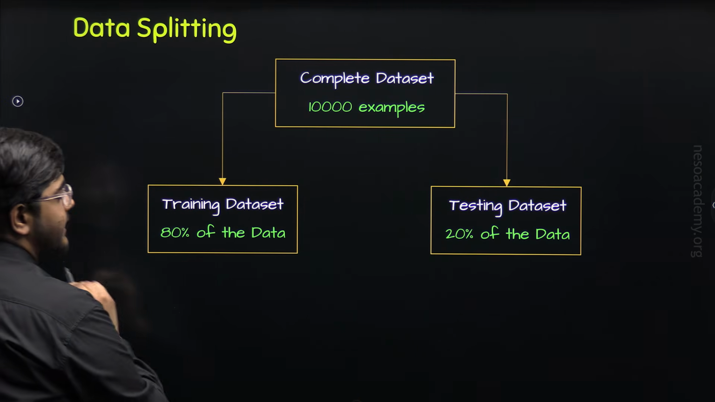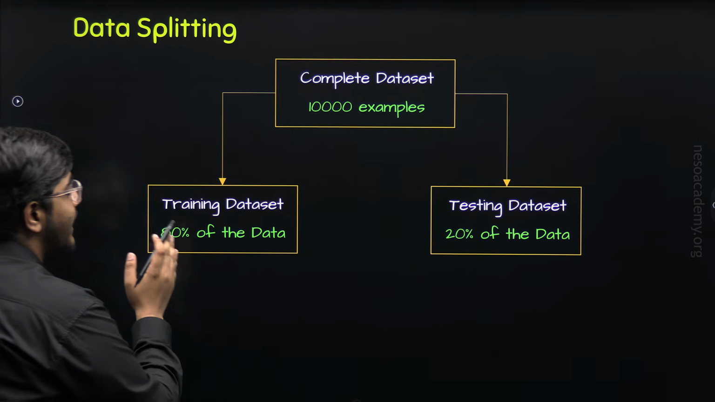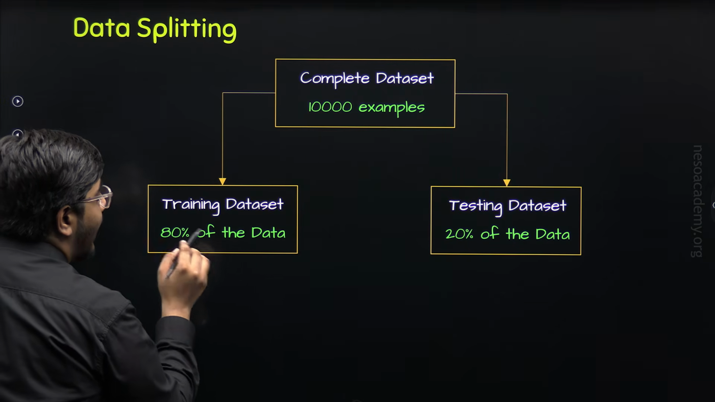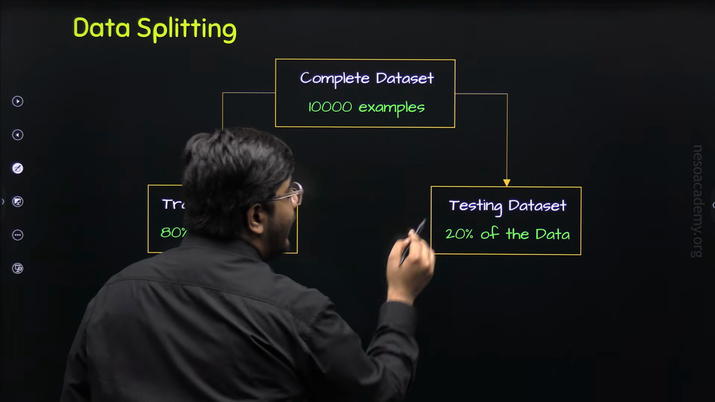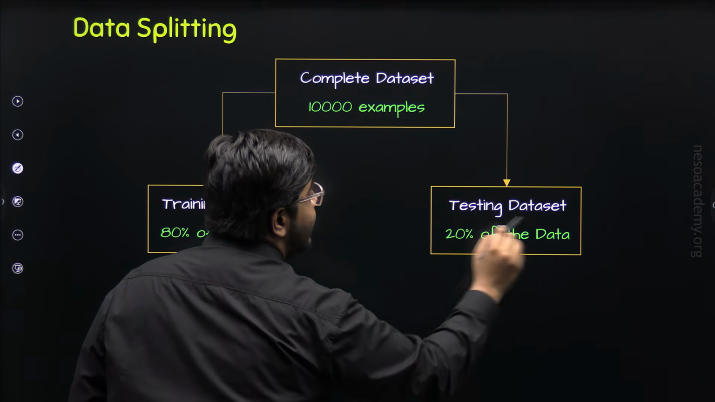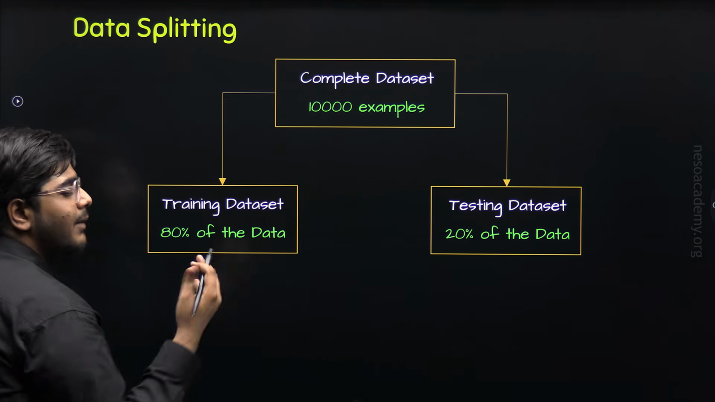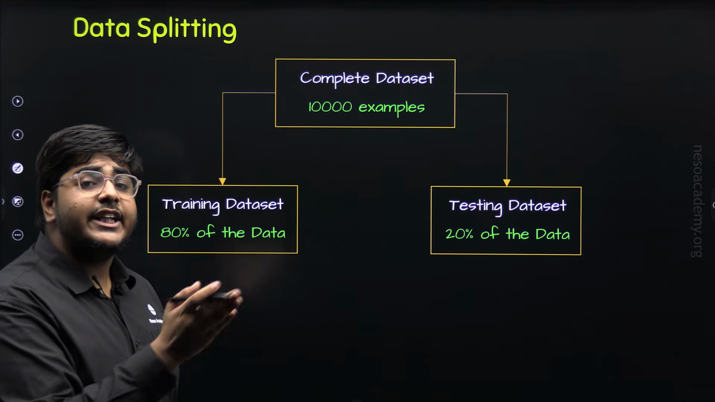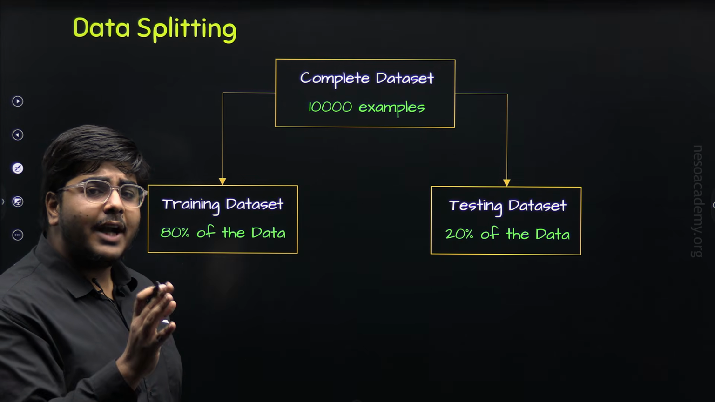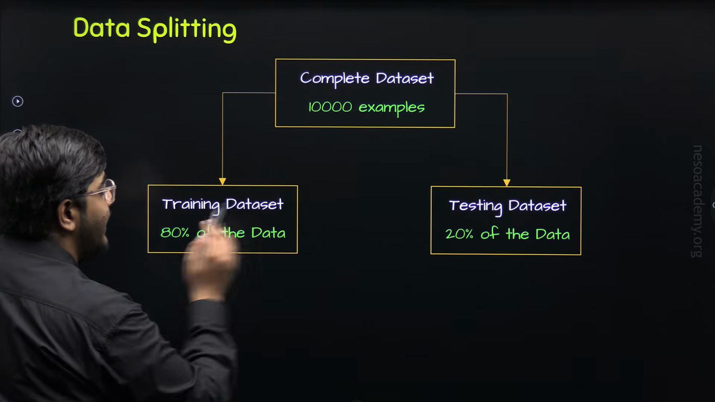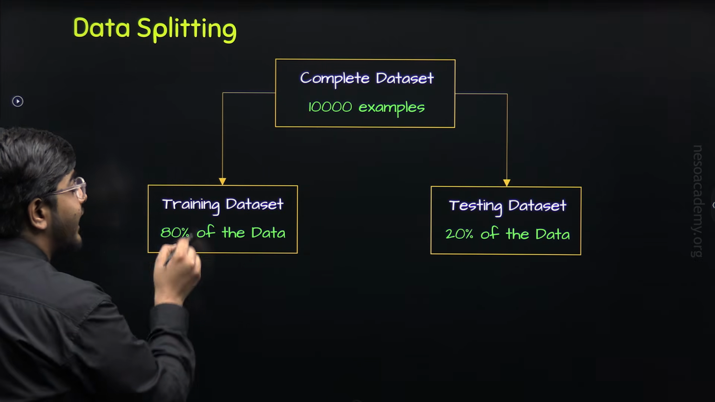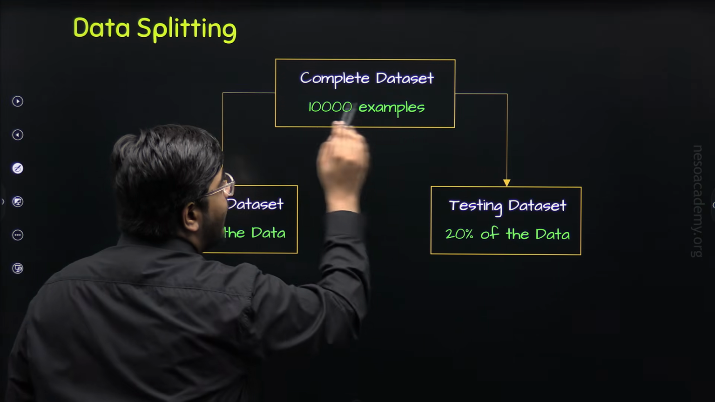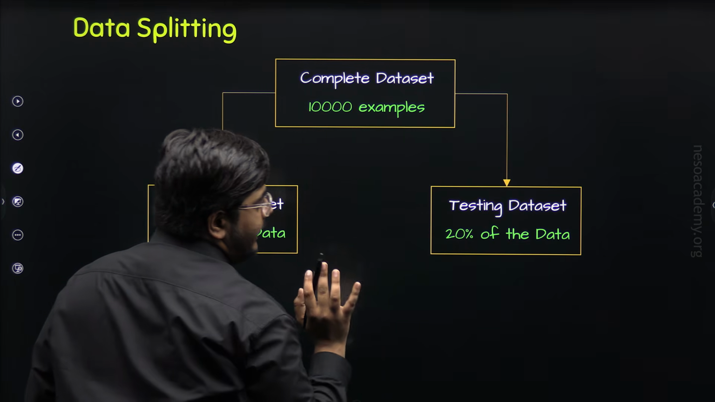Now what is this 80% and 20%? This is the ratio of data splitting. That means 80% of the total data is the training data set and 20% of the total data is the testing data set. Now this ratio can be variable. Sometimes this ratio can be 90:10, sometimes it can be 70:30 or 60:40, but the most commonly used ratio is 80:20, which means 80% of the complete data set is used as training data set and 20% of the complete data set is used as testing data set.